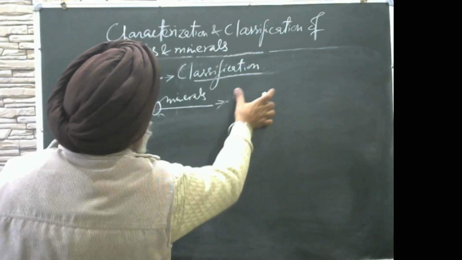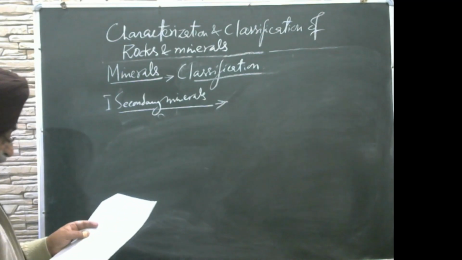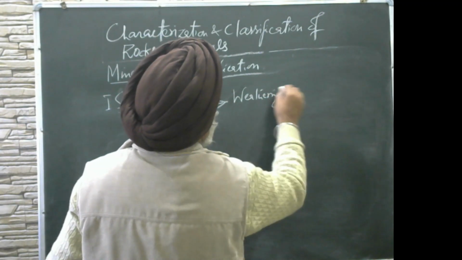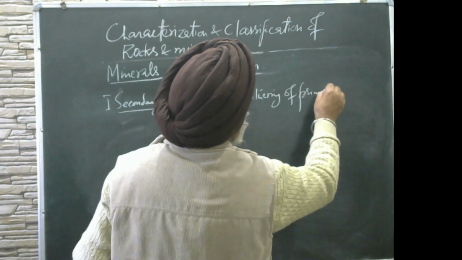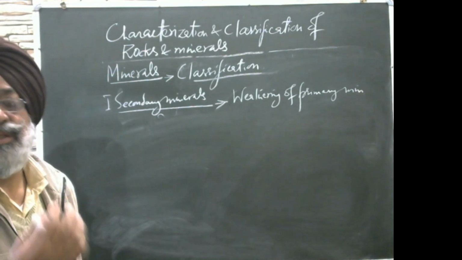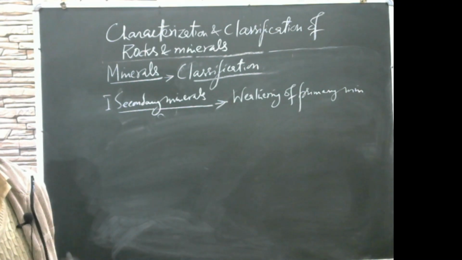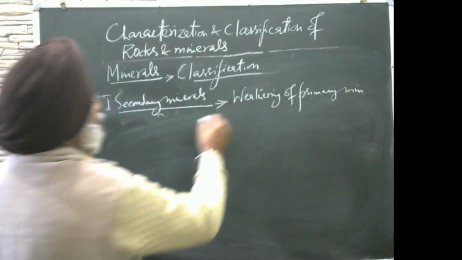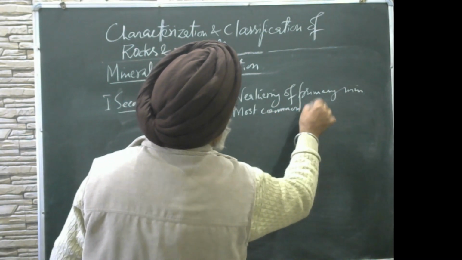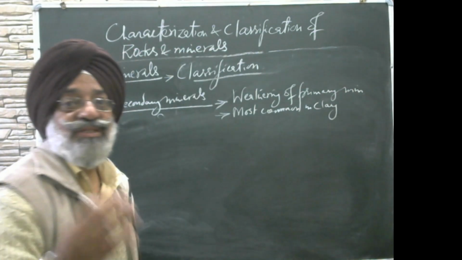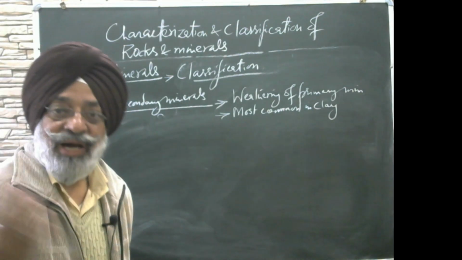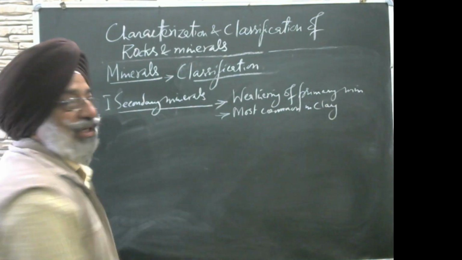Secondary minerals, as in the case of rocks, are formed by weathering of primary minerals. So primary minerals, when they undergo the weathering process, get converted into secondary minerals, and most common in these are clay minerals. Like you have primary minerals in the form of sand and silt particles, similarly the soil having a higher amount of clay will be dominant in secondary minerals.